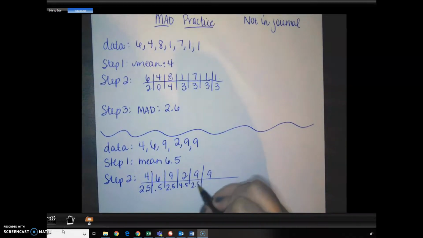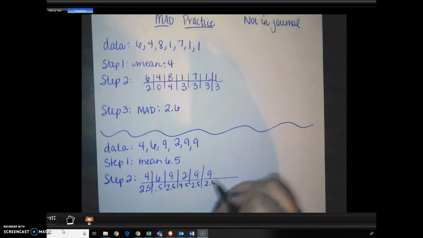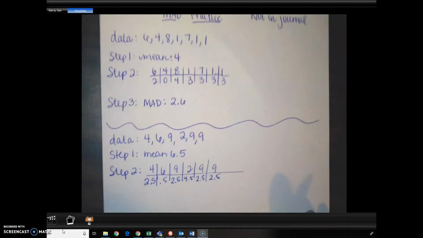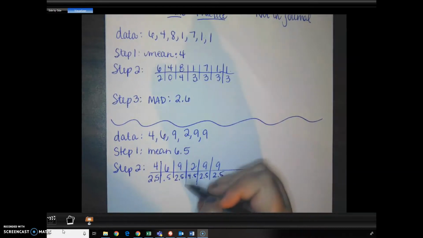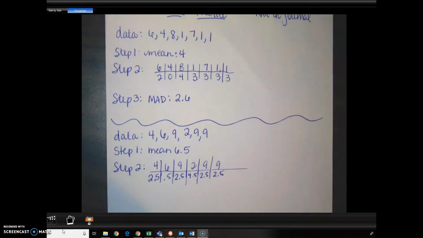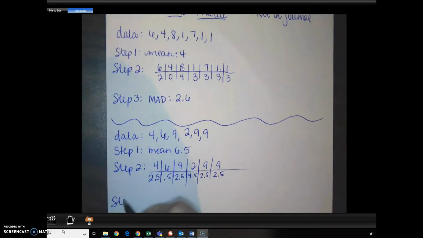And I wrote, probably should have made my box a little bigger, sorry. Hopefully you can tell what those numbers are. 2.5, 0.5, 2.5, 4.5, 2.5, 2.5. Alright, so if you didn't get that, then maybe relook at it, rework it, send me a message if you got something different. Step 3, I want you to go ahead and try step 3 on your own. And I want you to pause the video, and when you are done, unpause it to see if you got the same answer.